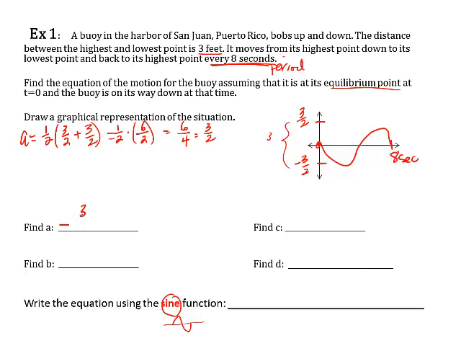No surprises there. Okay. B is the period, right? Well, we know the period of time it takes is 8 seconds. So I do 2 pi over B equals 8. Cross multiply. Solve it. So B is going to be, reduce that, I get pi over 4.